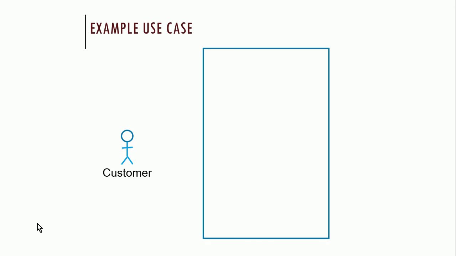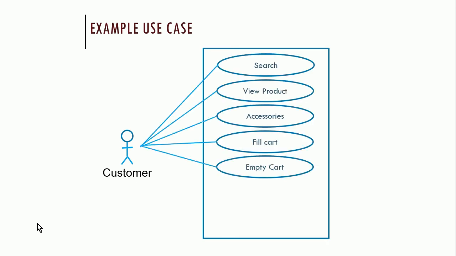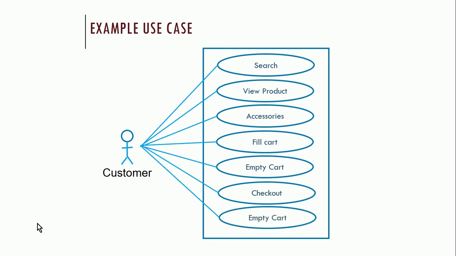Here's another example. Let's say we have a customer that wants to be able to search, view a product, look at accessories, fill their cart, empty their cart, check out, empty their cart again. I don't know why I have that twice. That would be redundant. We wouldn't normally do that. So that's another example. This is just one actor and different ways that they're going to interact with the system. But it's certainly a valid way to draw a use case diagram.